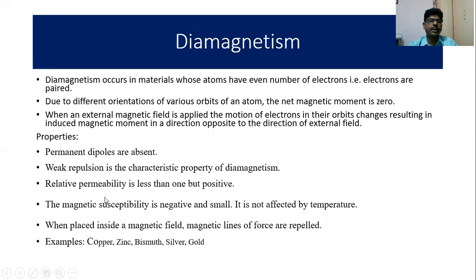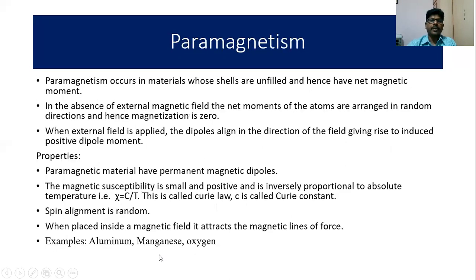The properties are: permanent dipoles are absent. Weak repulsion is a characteristic property of diamagnetism. Relative permeability is less than 1 but positive. The magnetic susceptibility is negative and small. It is not affected by temperature. When placed inside a magnetic field, the magnetic lines of force are repelled. Examples of these are copper, zinc, bismuth, silver, gold, etc.